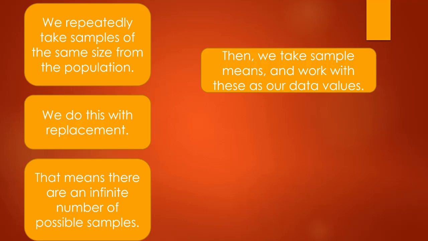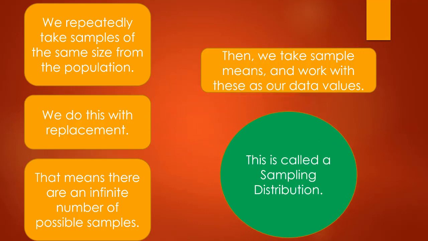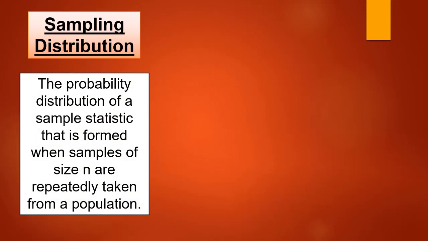Once we do that, we look at each sample and we find the mean for each sample. And then those means become your data values. And when we use the means of samples as our data values, that is called a sampling distribution. So here's our definition for a sampling distribution. It's a probability distribution of a sample statistic that is formed when samples of size n are repeatedly taken from a population.